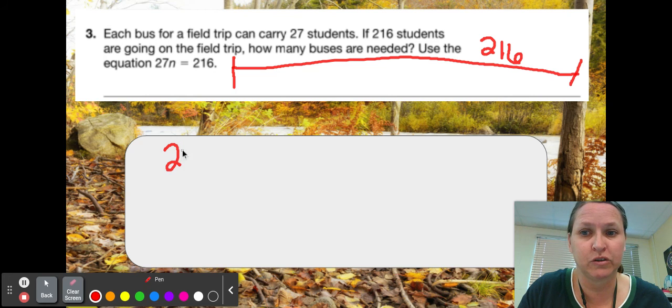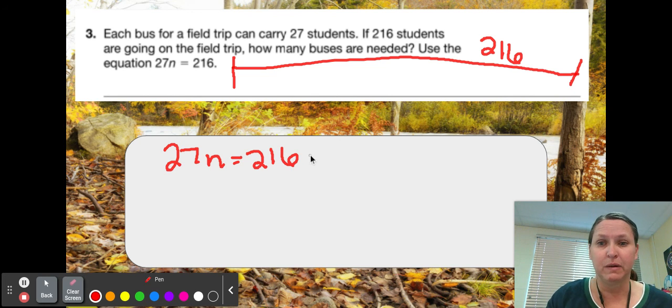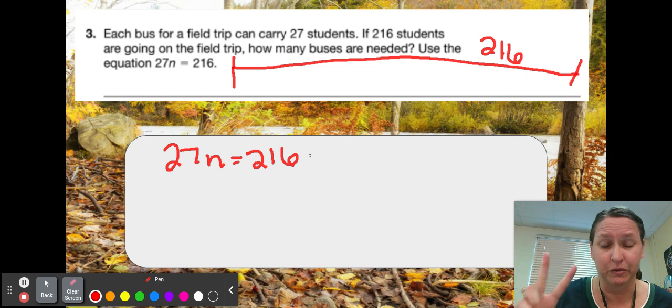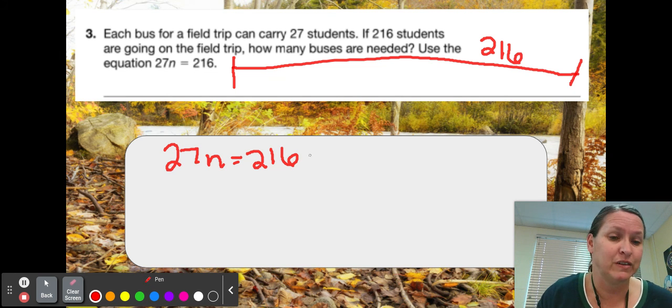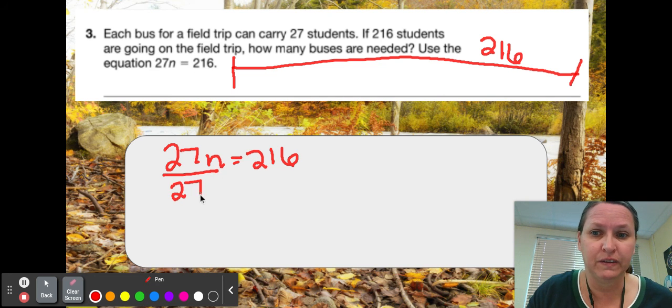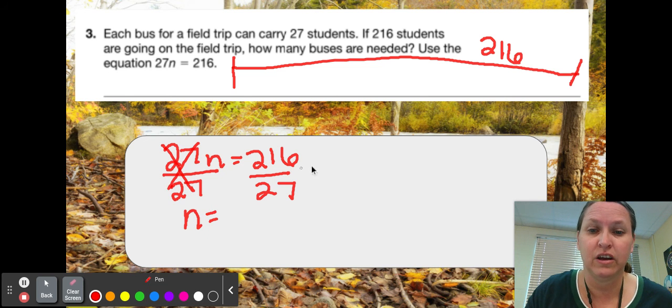So I'm going to come down here. 27 b equals 216. What is my variable? My variable is b. What are they doing to the variable? They're multiplying by 27. How do I do the opposite? I divide it by 27. So I'm going to divide both sides by 27. 27 cancels itself out, and I get b on this side.